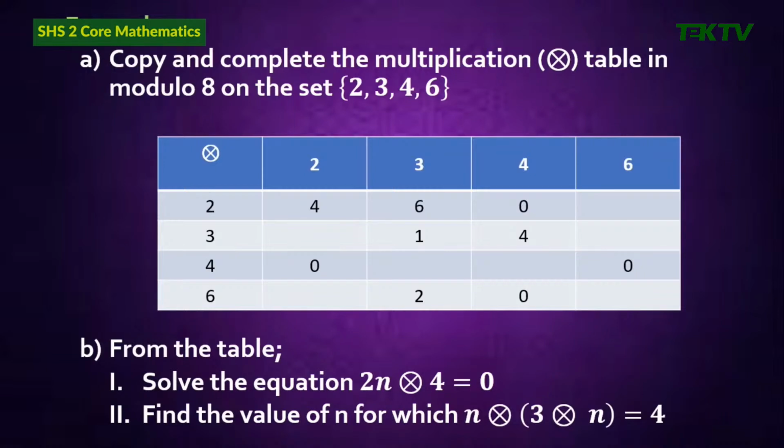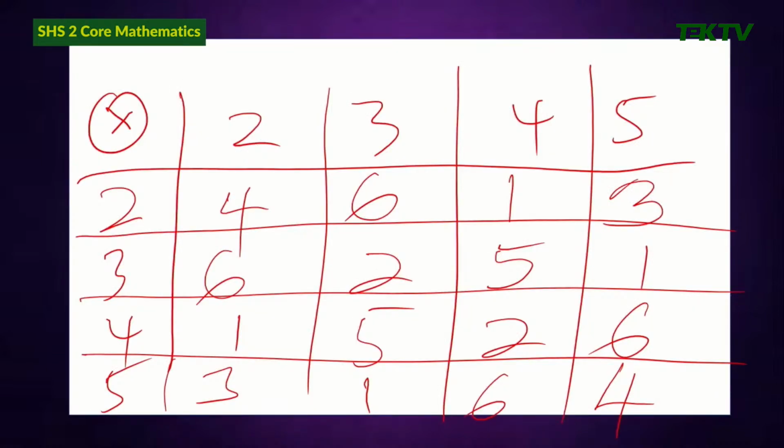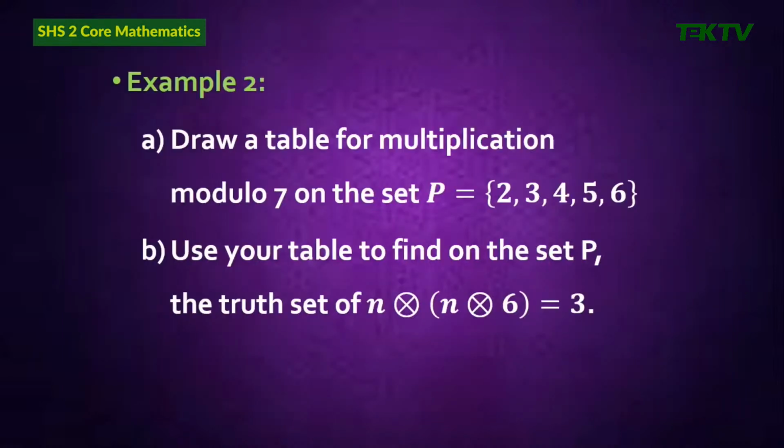When you are done with the table, I think we need to move back to the B part. Let's check the B part. Use the table that we have obtained to find the truth set of n times (n times 6) equals 3. So once again, in place of n, we are going to test with all the elements given to us. So let's look at that one.